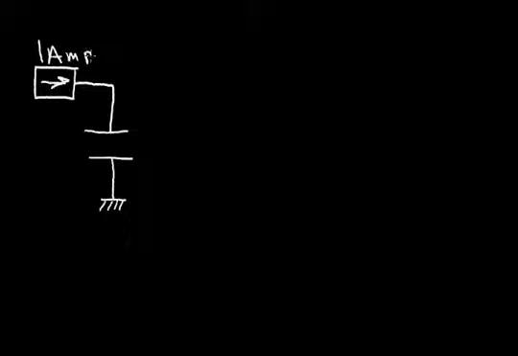Let's presume we have a capacitor and the bottom plate is tied to ground, and the top plate is connected to a current source, which I'll draw as a box with an arrow indicating the direction of the current. And let's presume that we have 1 amp of current for 1 second. And after 1 second, we'll shut down the current and have no current flowing.